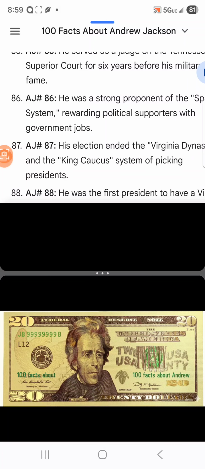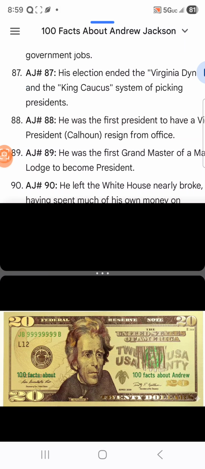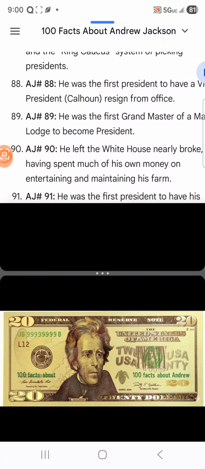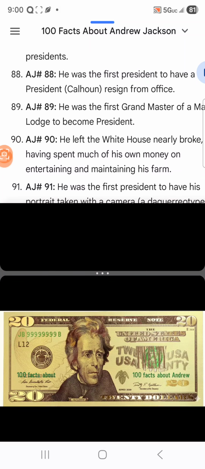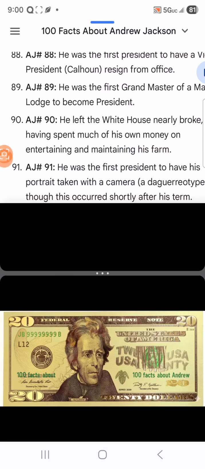He served as a judge on the Tennessee Superior Court for 6 years before his military fame. 86. AJ number 86. Again, he became a general with no military background, became a judge with no law background. This is crazy. He was a strong proponent of the spoils system, rewarding political supporters with government jobs. 87. AJ number 87. His election ended the Virginia dynasty and the King Caucus system of picking presidents.